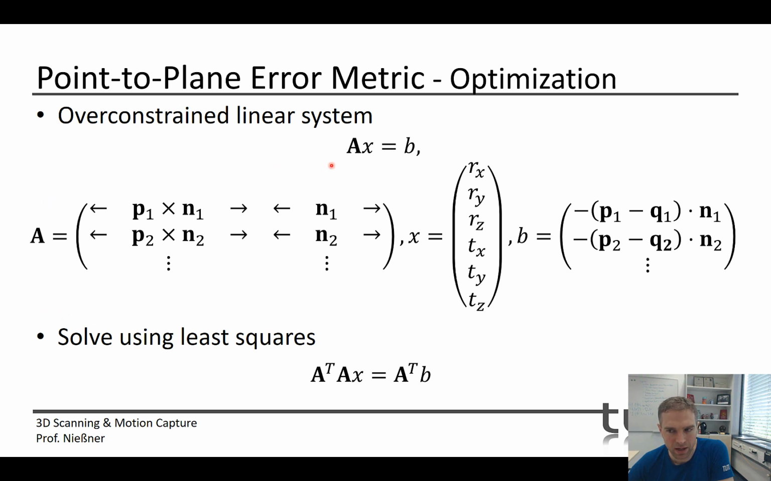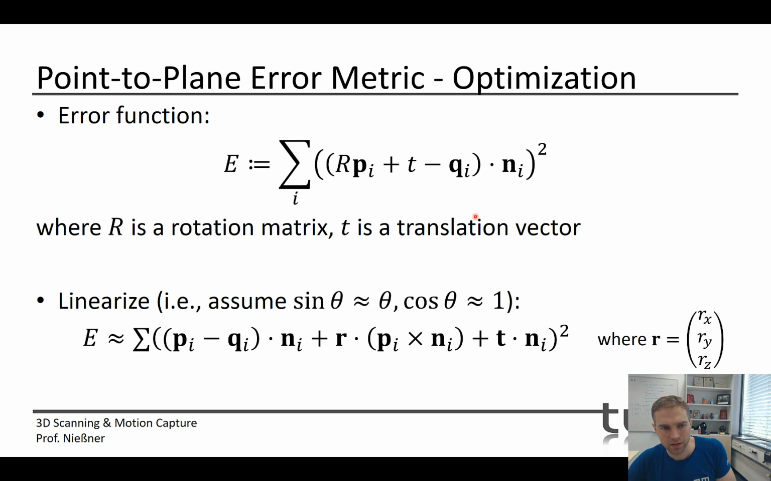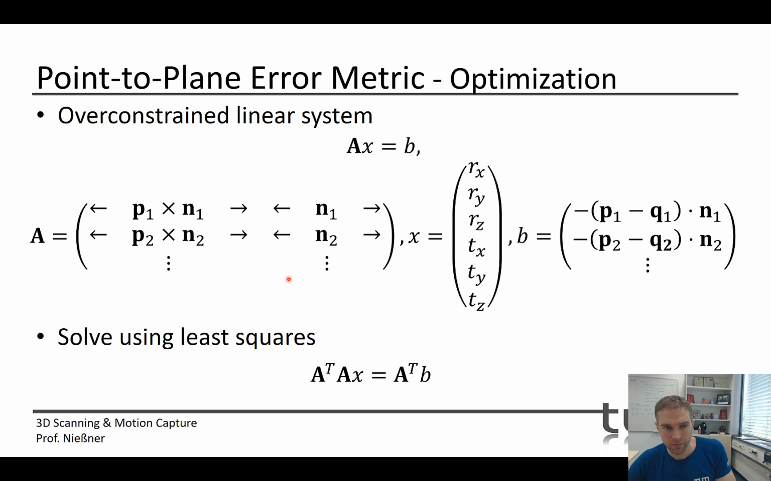Here we have the points cross-producted with the respective normals. You have the normals here. The x is going to be your rotation and translation unknown, so you have 6 unknowns here. And here we have the respective residual terms. This is nothing else but rewriting this formula such that we get rotation and translation as an unknown vector. But since we linearized those, we can write them as a linear matrix: A times x is equal to b.